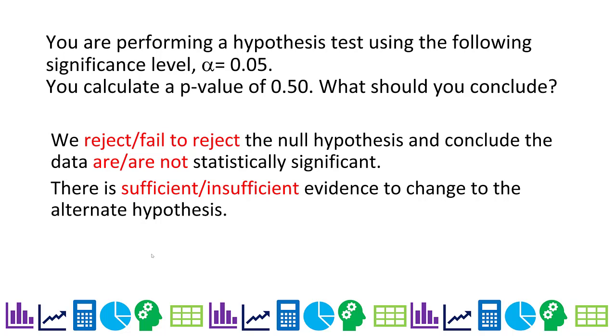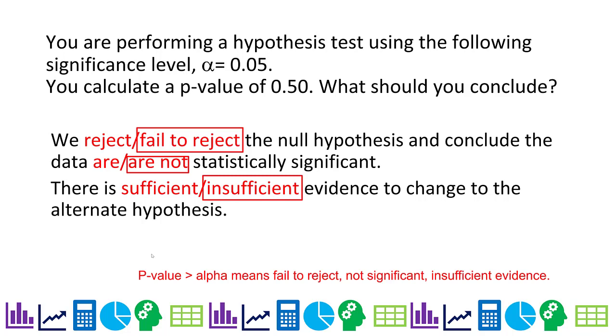Well, our p-value is lower than our alpha. Oh, no, it's higher than our alpha. So we're going to fail to reject. We fail to reject because we don't have really great data. It's not great data to change our mind. We have insufficient evidence. So the main thing you need to remember is if your p-value is greater than your alpha, you fail to reject because the data is not significant and you have insufficient evidence.